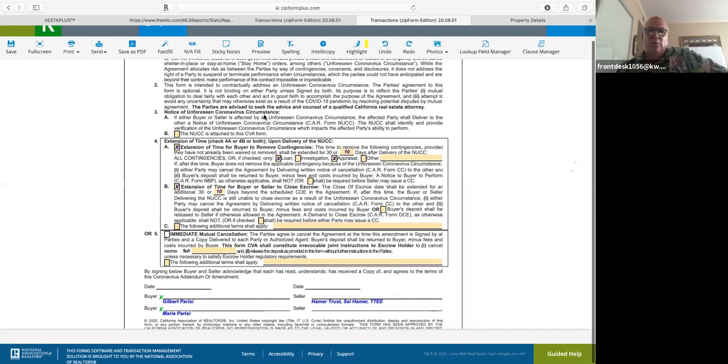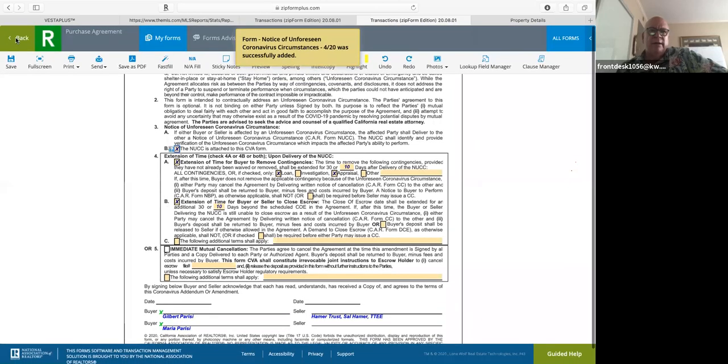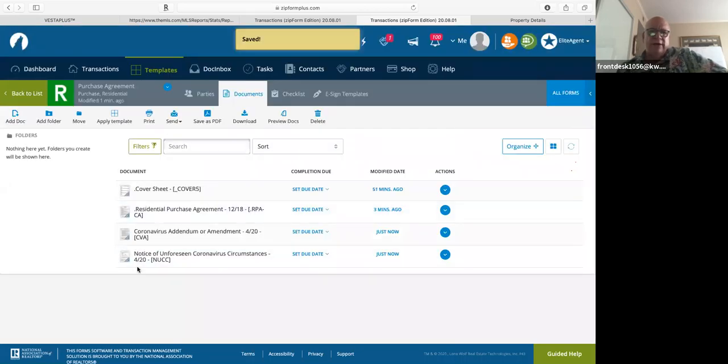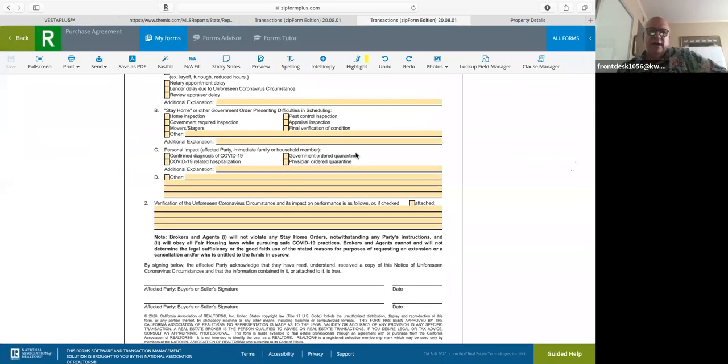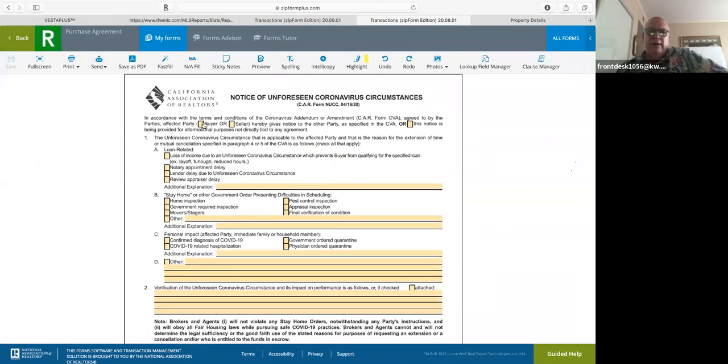Now, to make one of these things happen, you then have to go to the NUCC. I'm going to click on the NUCC and it puts the form into our document. And what this is, notice of unforeseen coronavirus circumstance. So if you're going to try to use that 10-day extension, you're going to serve this form and say, the buyer had an issue. Now here, it could be loss of income and they have to cancel the job because something's happened with their job.